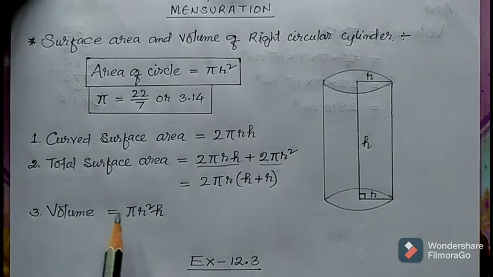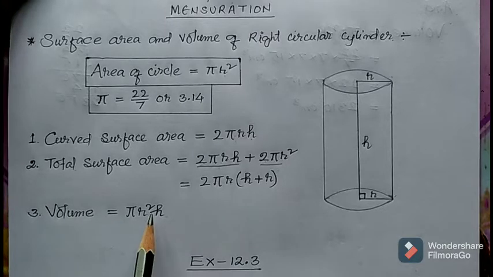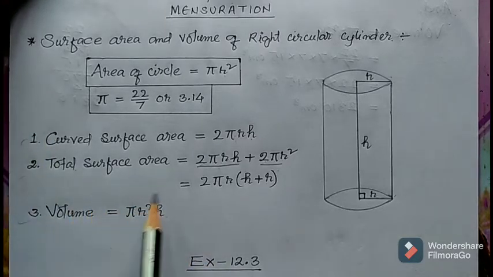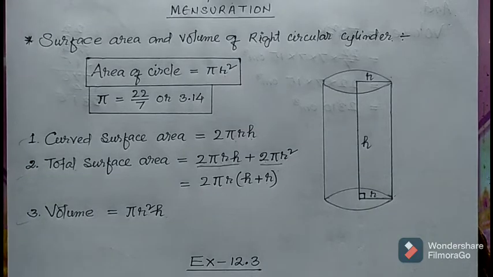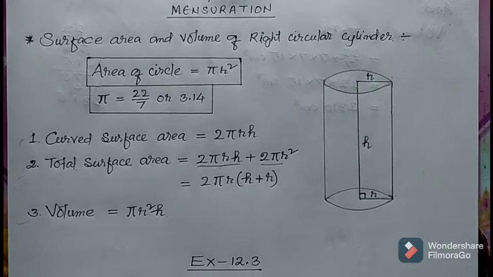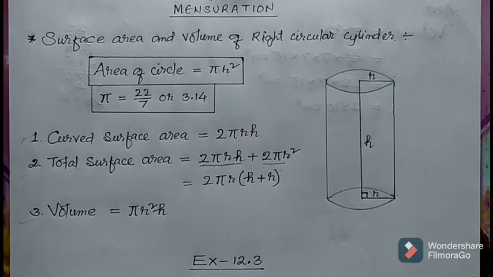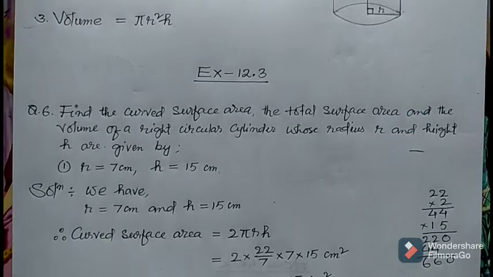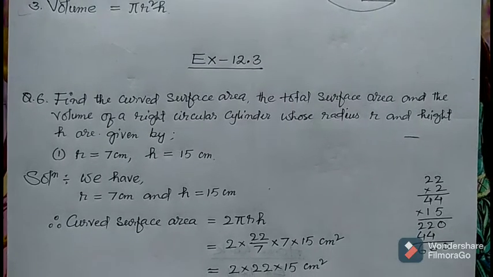Volume of cylinder is pi r square h. So now you need to memorize all these formulae for cylinder. Only after memorizing them can we go to the textual question. So now let's move to the first textual question of cylinder.